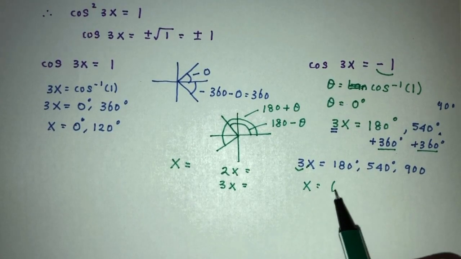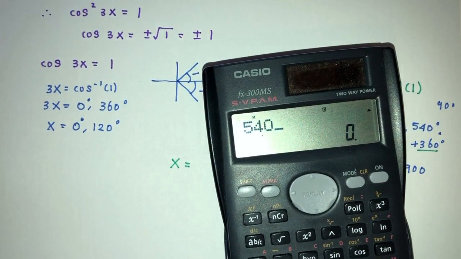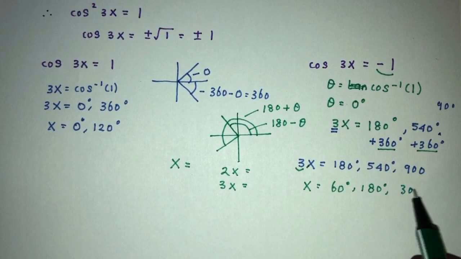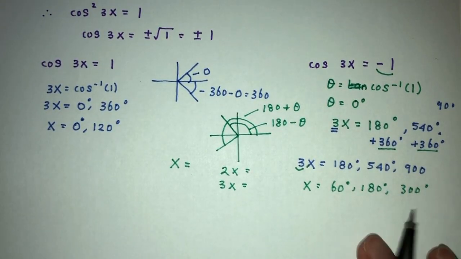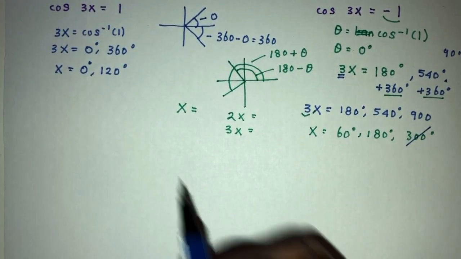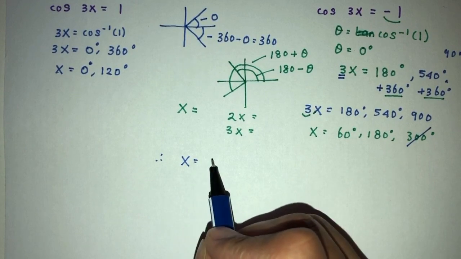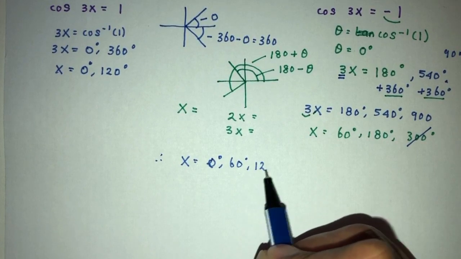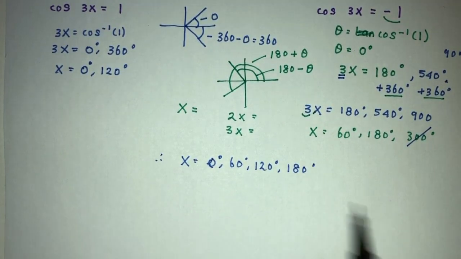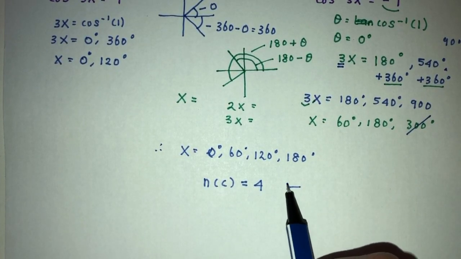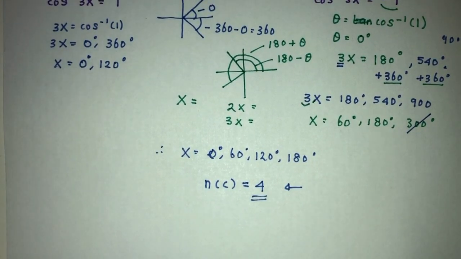X will be 60, 540 divided by 3, that will be 180. And then that will be 300. Okay, since x is only between 0 and 180, this will not be included. So finally, x can be 0, and then it can be 60, can be 120, and also 180. So the number of elements in C has to be 4. That will be the number of elements in C, and that will be your question number 7.